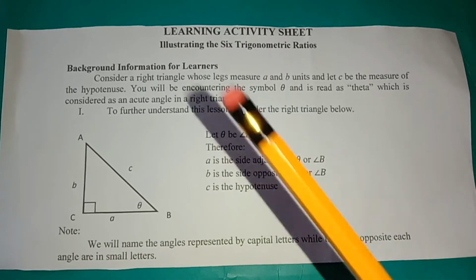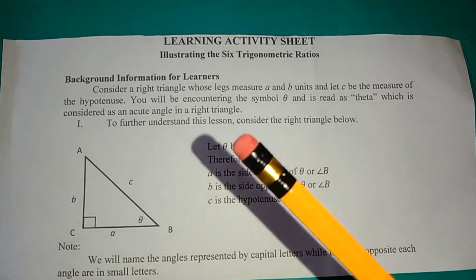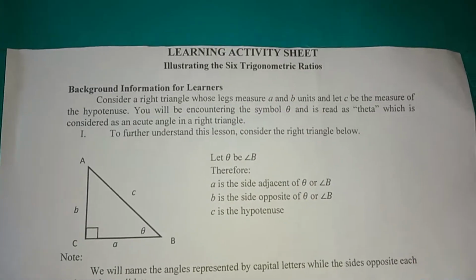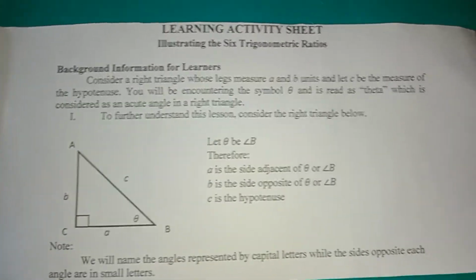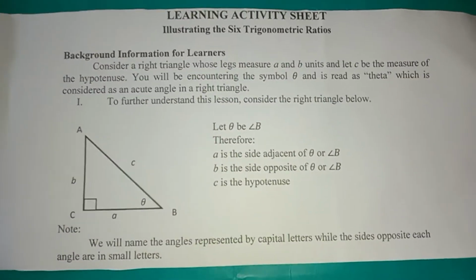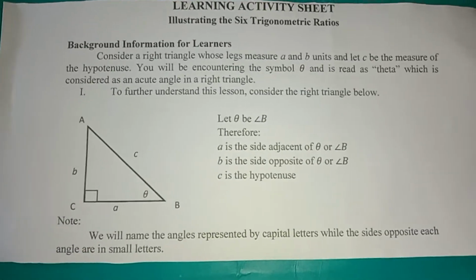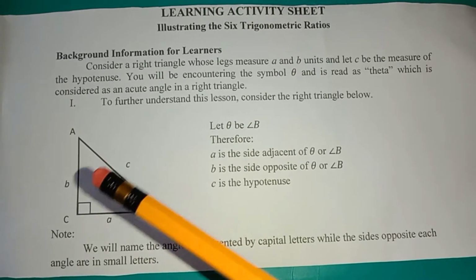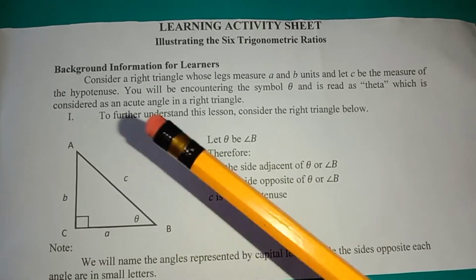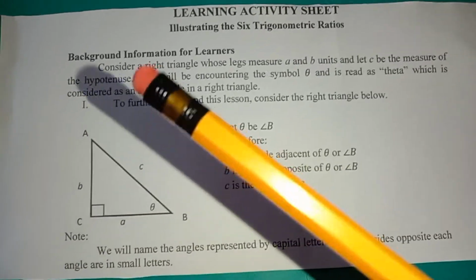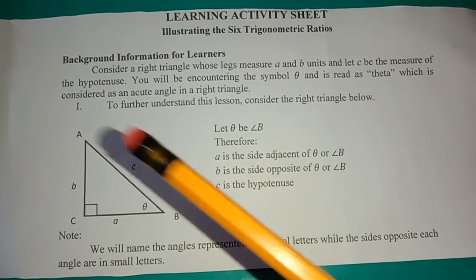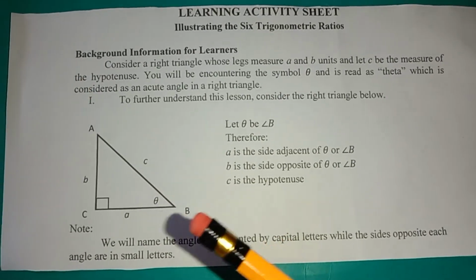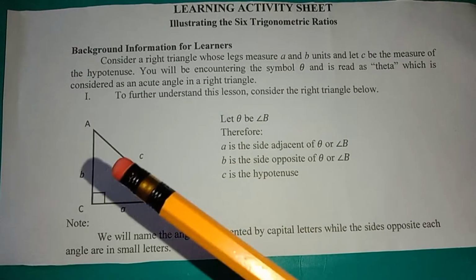So consider a right triangle whose legs measure A and B units, and let C be the measure of the hypotenuse. So kanang A and B are the legs of the right triangle, and C is what we call the hypotenuse. So when we talk about hypotenuse, muna siya ang longest side sa right triangle.